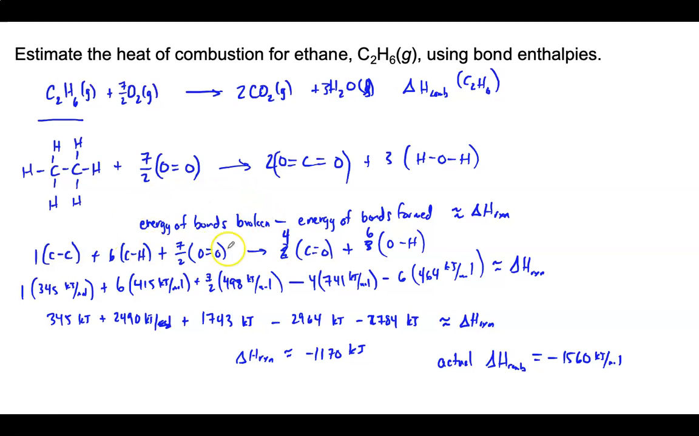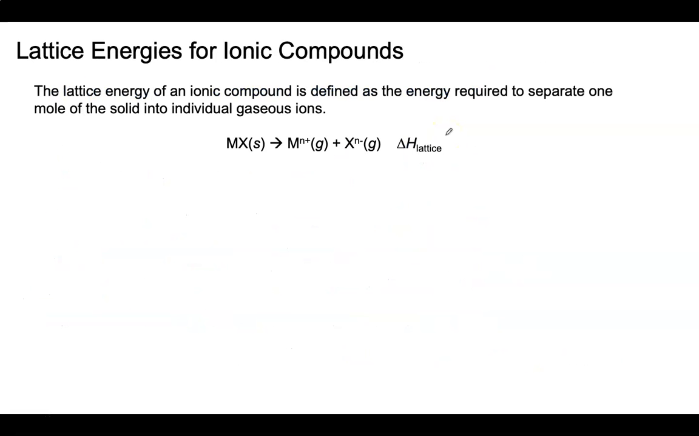Okay, so that's how you can use bond energies. When you do it, you do energies of bonds broken minus energies of bonds formed. So you break all the bonds in the reactants, and you reform them in the products. Okay, the last thing. So that's how we deal with covalently bonded systems.